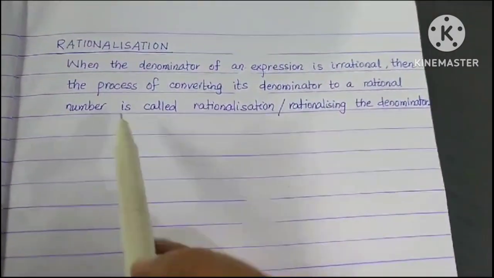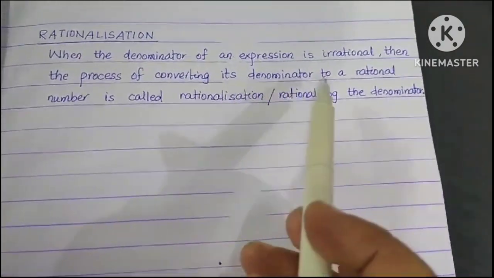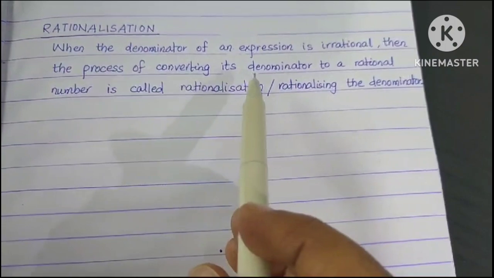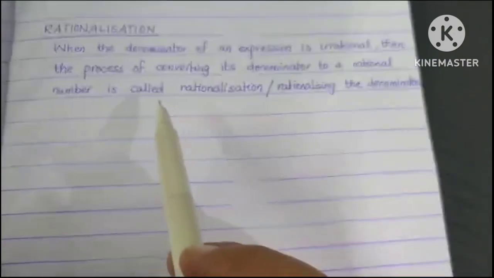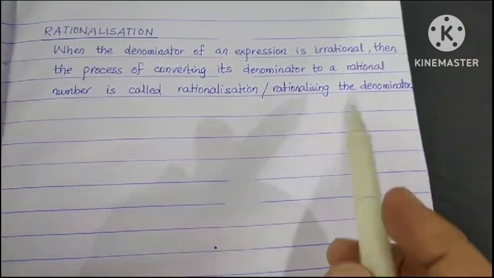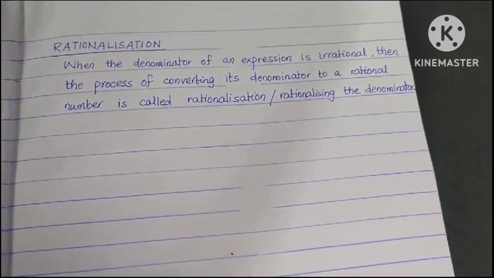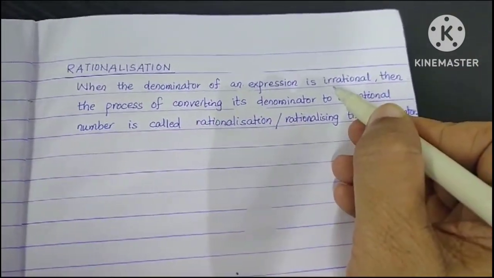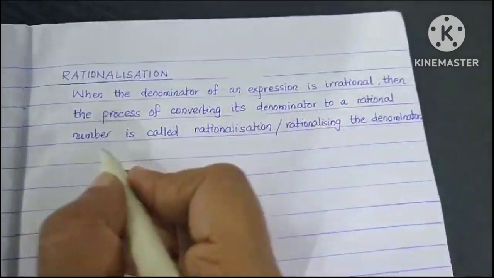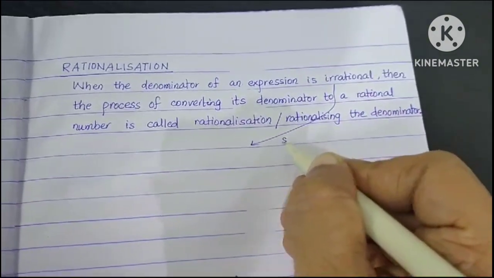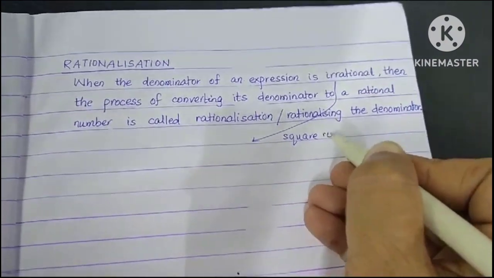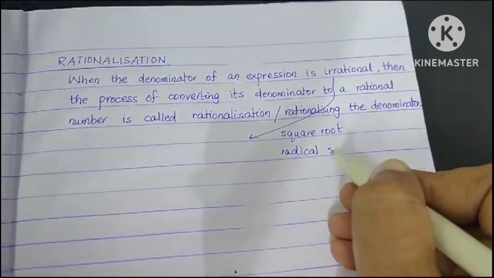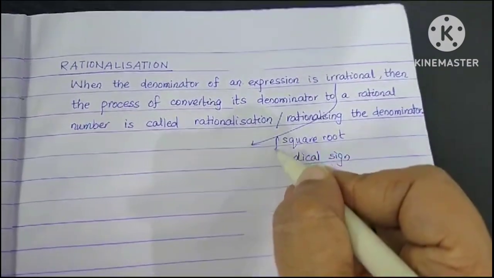So the definition is like this: when the denominator of an expression is irrational, then the process of converting its denominator to a rational number is called rationalization or rationalizing the denominator. So in this definition, you check here, the denominator is irrational. Irrational means you may have a square root, or you may have anything other than a square root, any radical sign. So if any of these are there, then it is irrational.